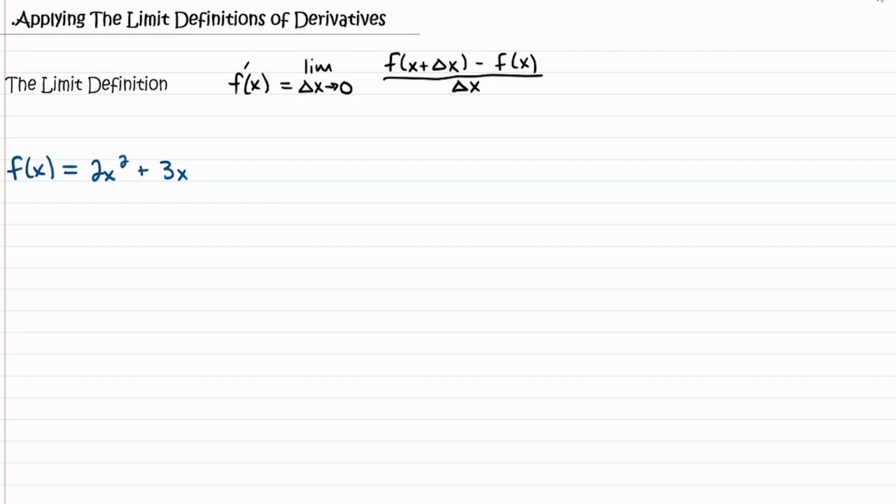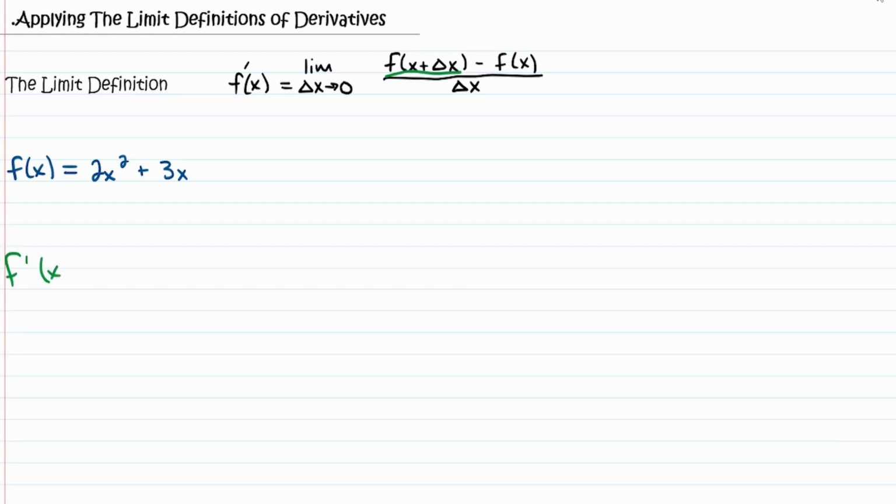So let's practice plugging in our function f of x equals 2x squared plus 3x. You're going to treat this f of x plus delta x section just like you would any other input. If I asked you to plug in f of 2, you would just replace all the x's with 2's, right? So we're going to follow that same idea just with x plus delta x. So let's go ahead and start.